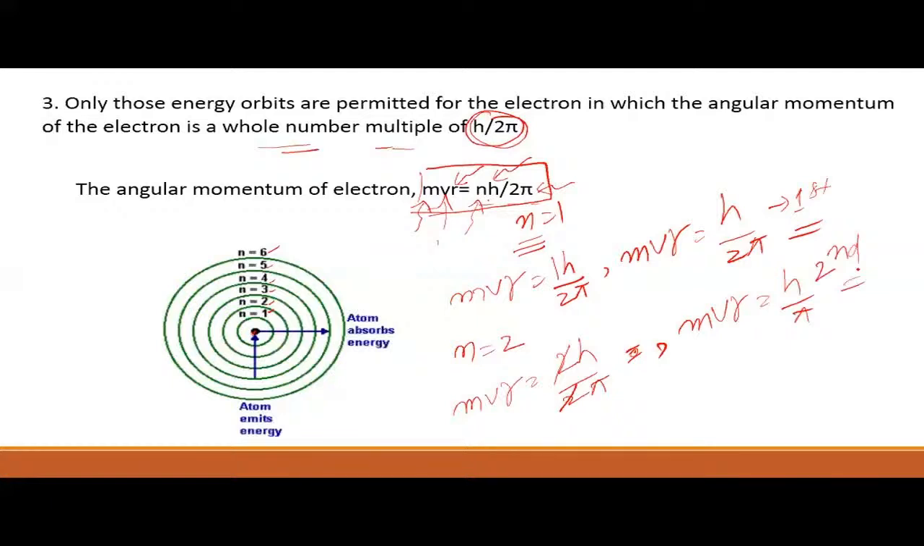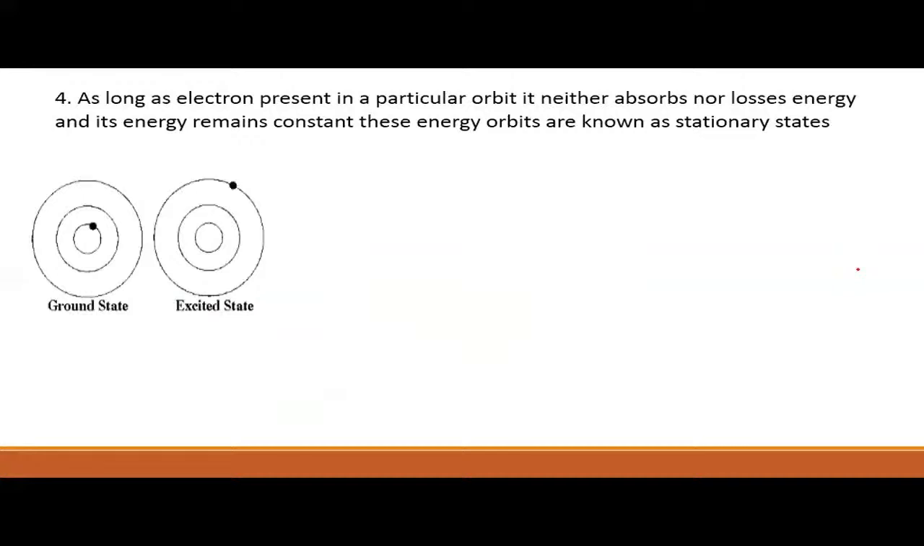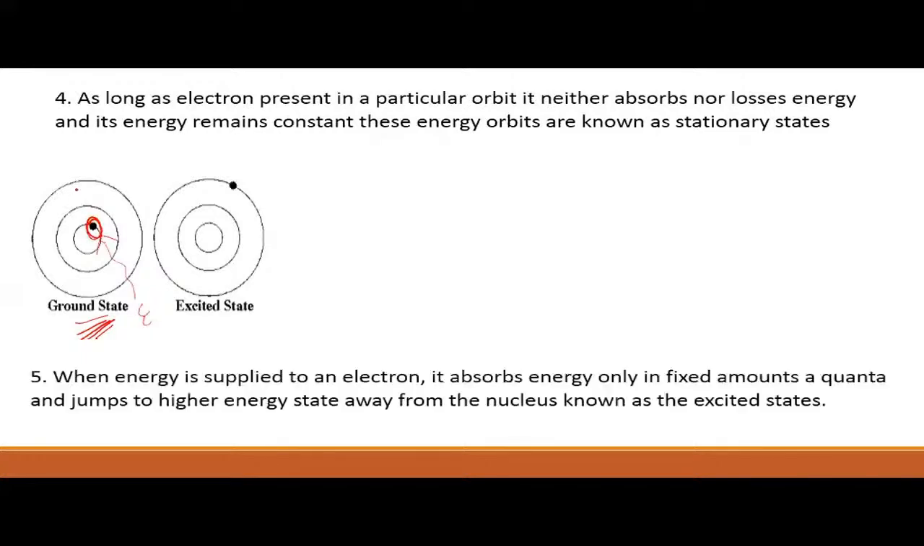Now we will move to the next postulate. As long as an electron is present in a particular orbit, it neither absorbs nor loses energy. This is considered a stationary state or ground state of that particular electron in that atom. If any energy is absorbed from any external source, this electron jumps from its ground state to the excited state.